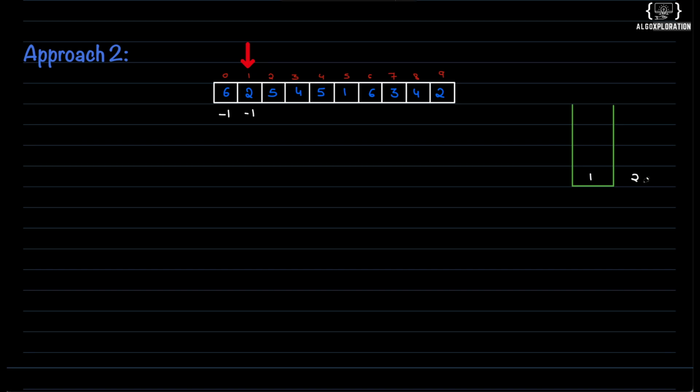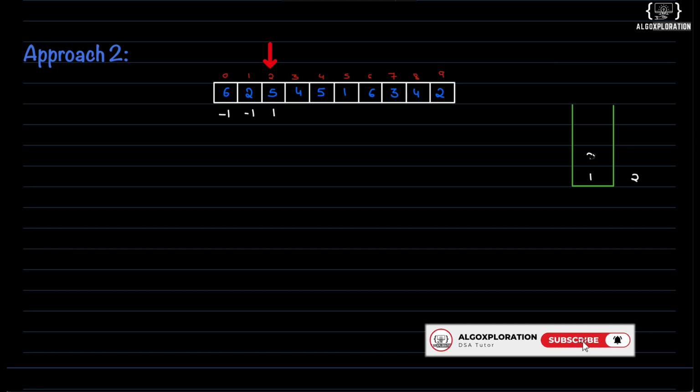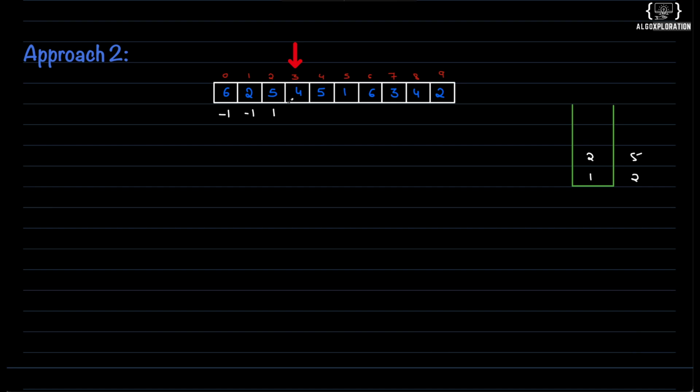2, which is 1. Now I'm standing at index 2. I do know the smaller element for 5, which is 2, so I'll have 1, and I'll store index of 5, which is 2. Now I'm standing at index 3. Over here, I do see that if 4 is in the middle, 5 can never be the answer, right? So I need to delete, or I need to pop this 5.